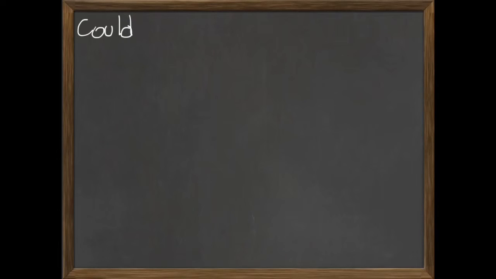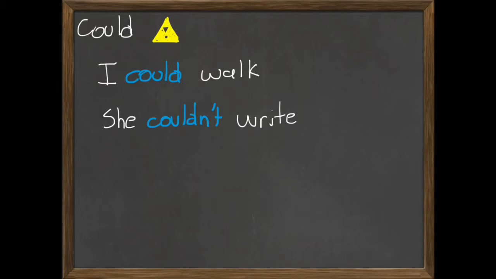Now let's look at the verb could. Could. Well, it's the past tense of can, and we use it to talk about an ability in the past. For example, I could walk. Before, in the past, I couldn't. She couldn't write. Could you talk? Meaning, were you able to talk?